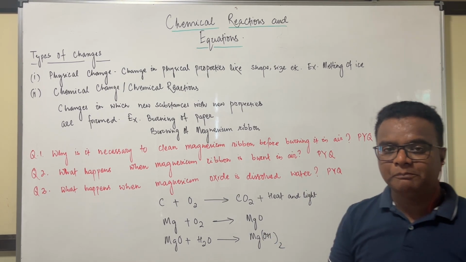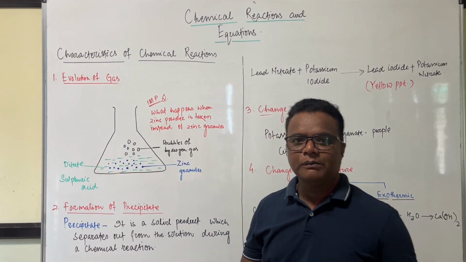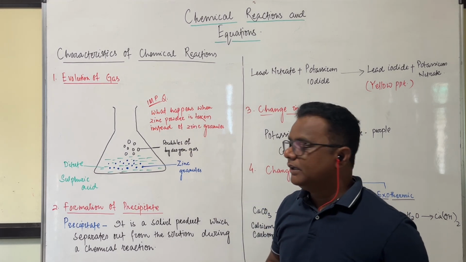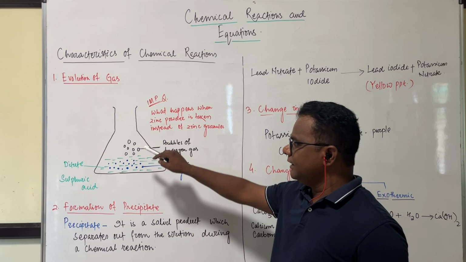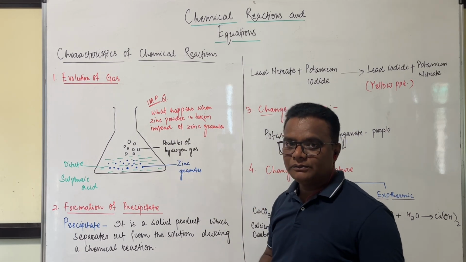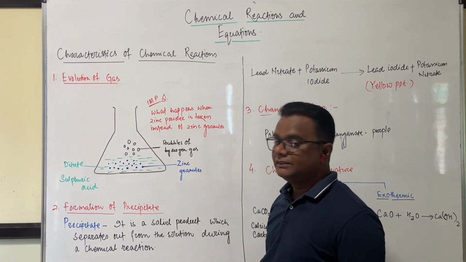Next we'll go for the second part, that is characteristics of chemical reactions. First one is evolution of gas. In evolution of gas, what happens? We have taken a conical flask. In conical flask we have added some zinc granules. Now we add some dilute sulfuric acid to this zinc granules.